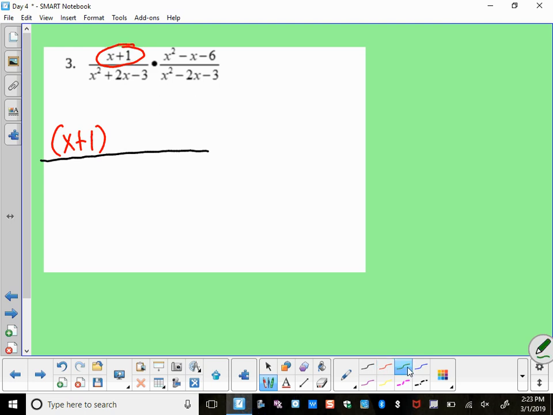Okay, I'm going to use color so you guys can see exactly which one I'm working with. For the second one in my numerator, I have x squared minus x minus 6. I need to do my AM method. I need two numbers that multiply to give me what? Negative 6, and add to give me negative 1.